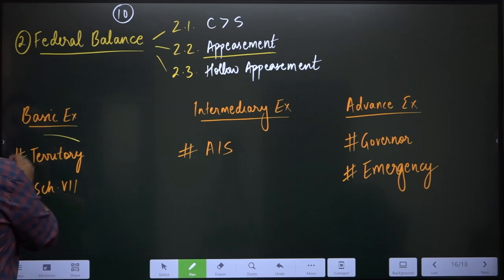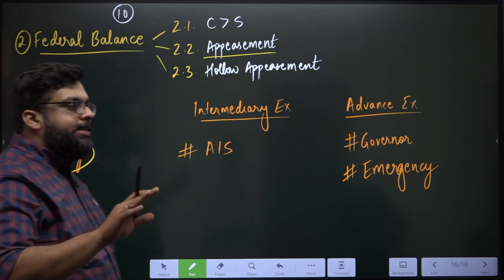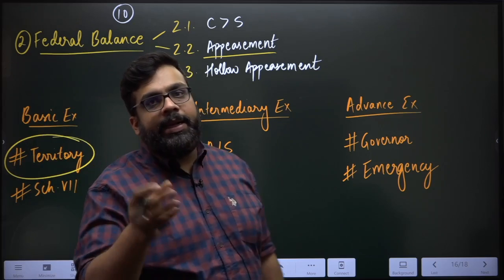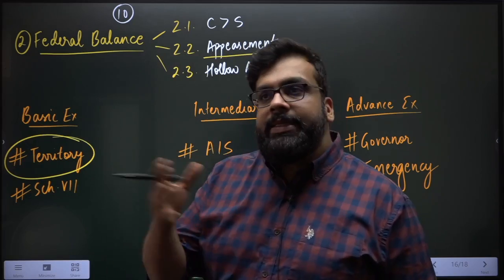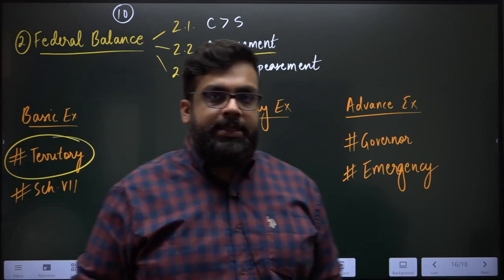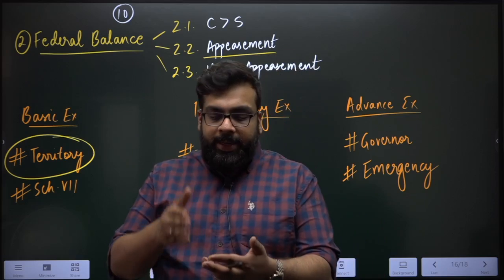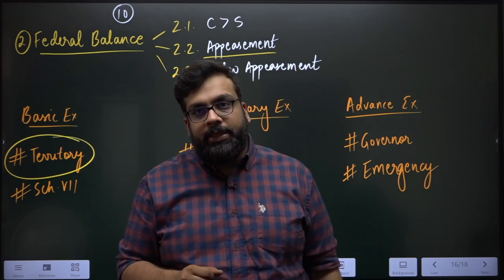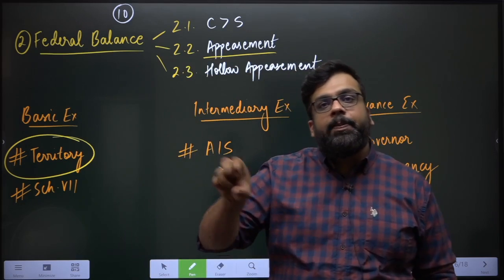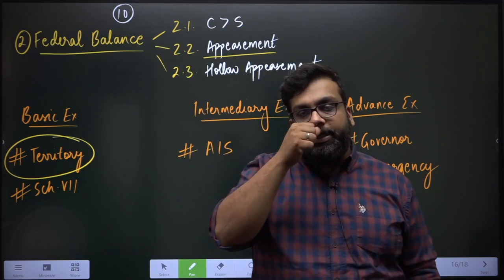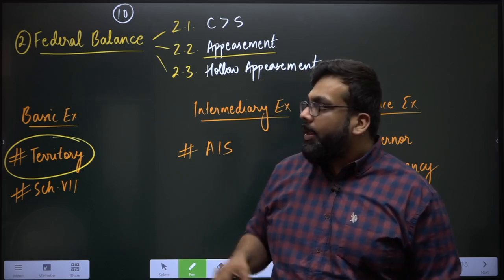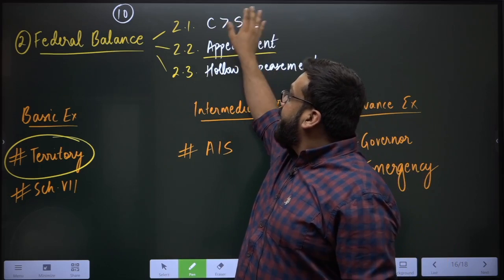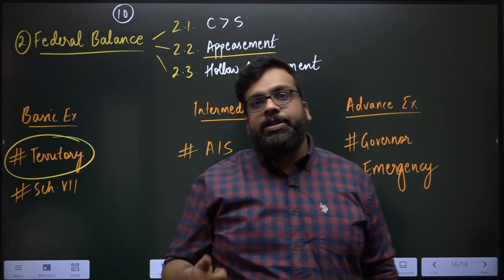For example, territorial changes. States have no role whatsoever in territorial changes. For example, let us say internal reorganization changes. When, let's say, you are chopping Uttar Pradesh into Uttar Pradesh and Uttarakhand, there's absolutely no role played by Uttar Pradesh government or legislature at that point of time. That means center is stronger than the states when it comes to territory.